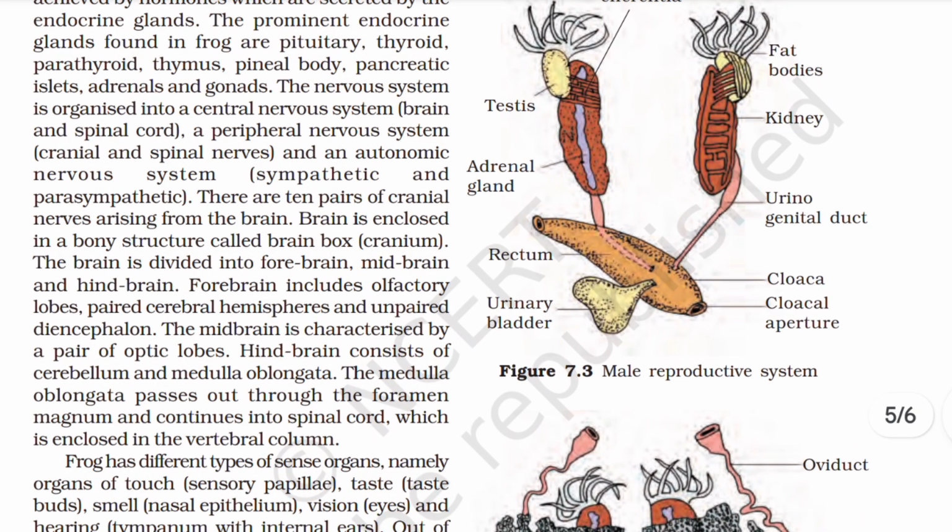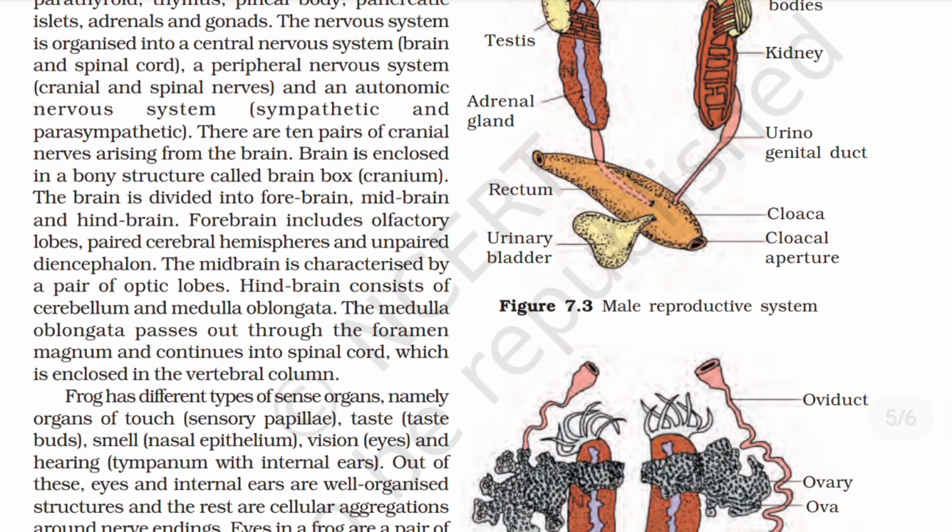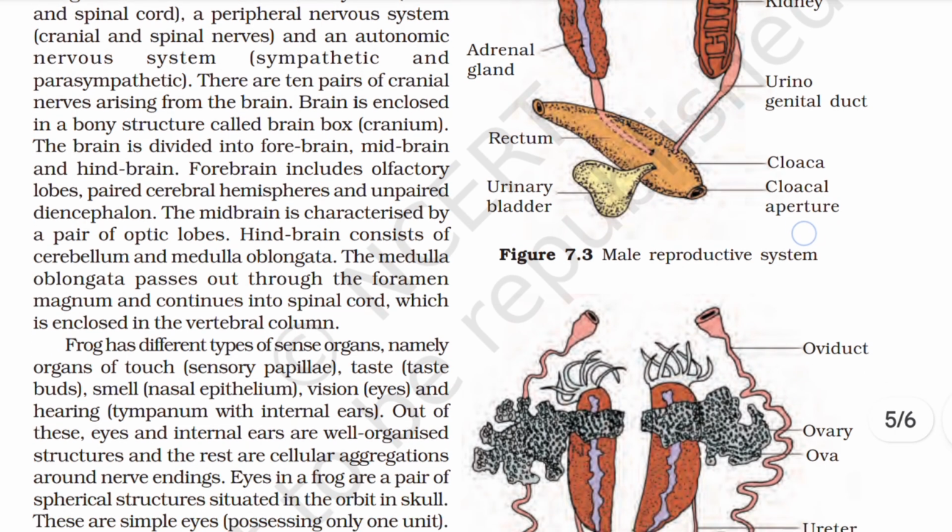The brain is divided into forebrain, midbrain, and hindbrain. Forebrain includes olfactory lobes, paired cerebral hemispheres, and unpaired diencephalon. The midbrain is characterized by a pair of optic lobes. Hindbrain consists of cerebellum and medulla oblongata.